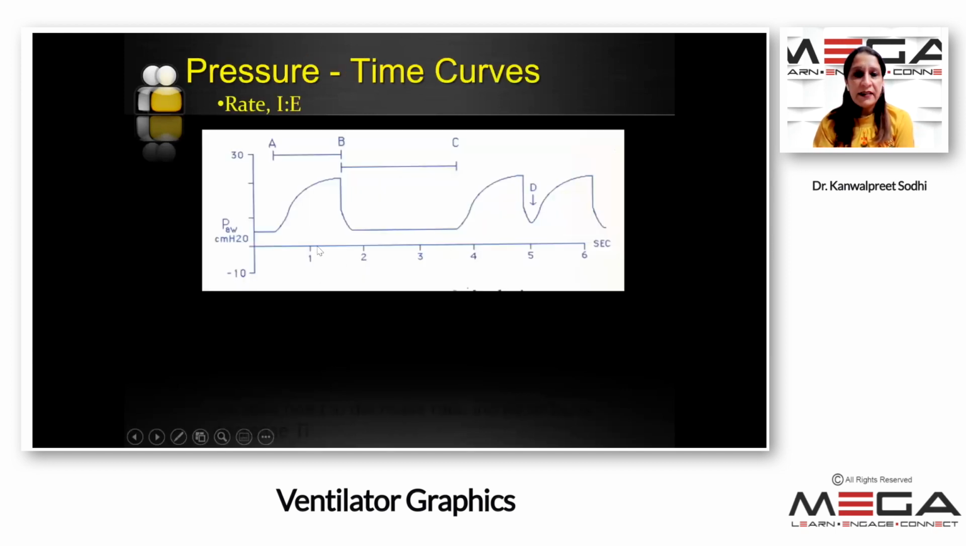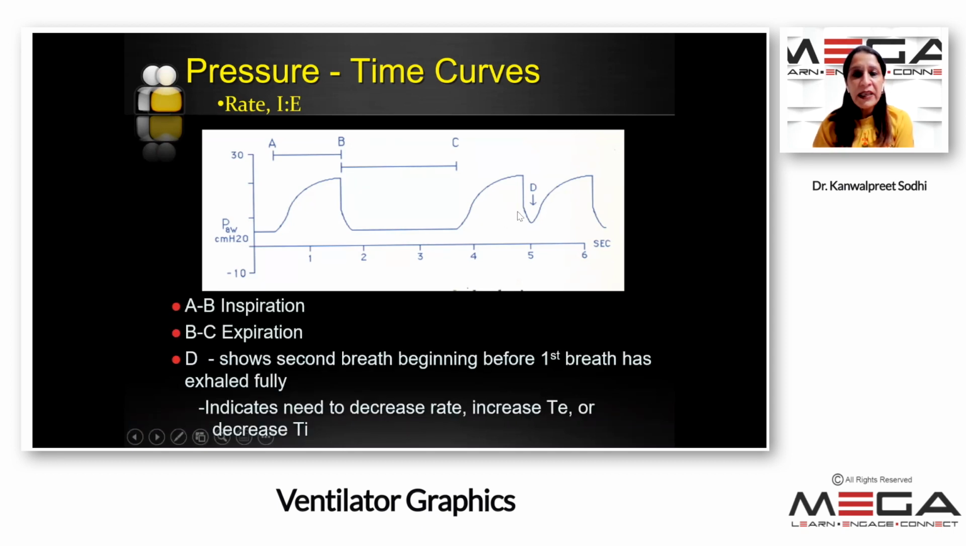Then what is happening here? In this breath, the inspiration and the expiratory wave. This is the inspiratory limb and this is the expiratory limb. But before the expiration ends, the next breath has come. So the next breath has actually started before reaching the baseline. This implies that we need to increase the expiratory time for our patient. That means we need to modify the IE ratio, or decrease the respiratory rate in our patients, such that we give adequate time for this expiration to complete and the next inspiration cycle to start.